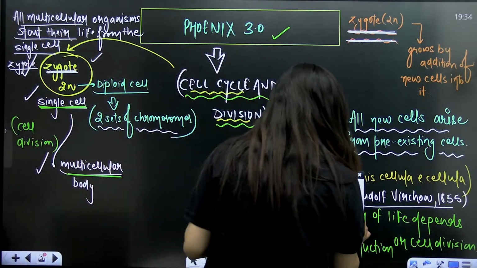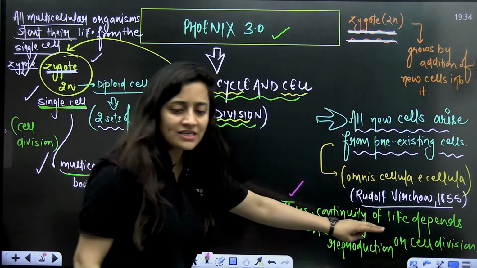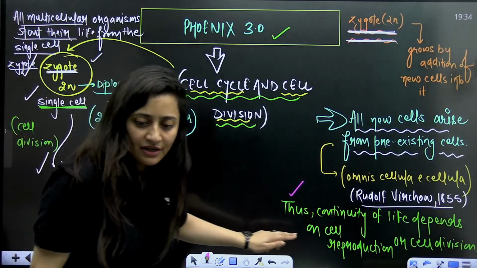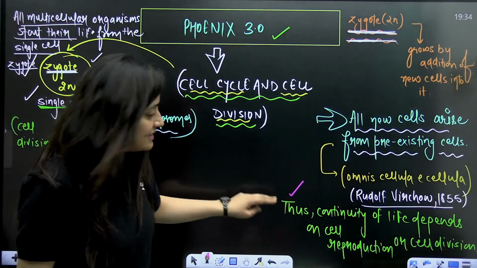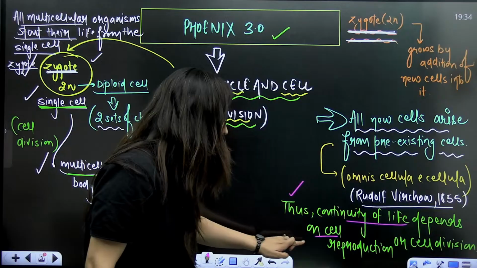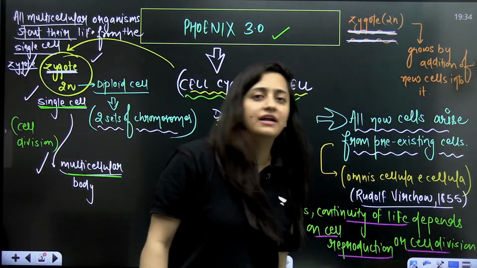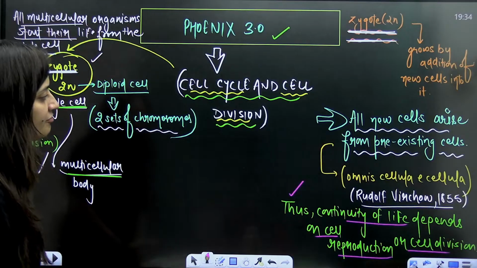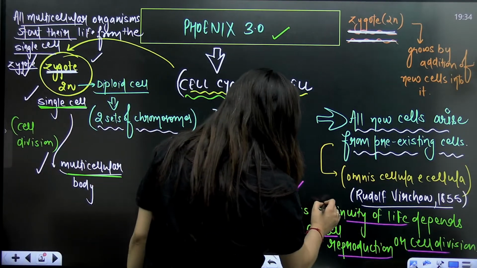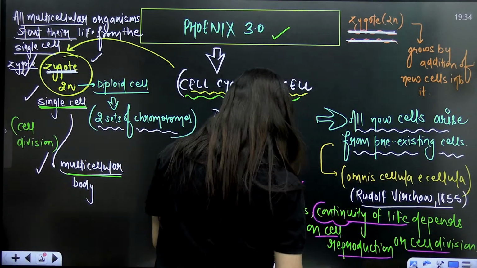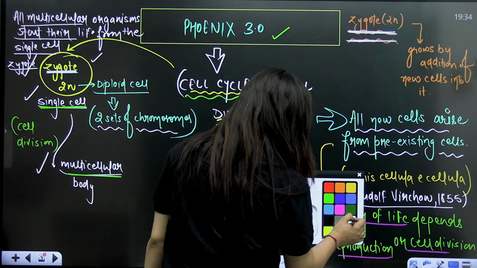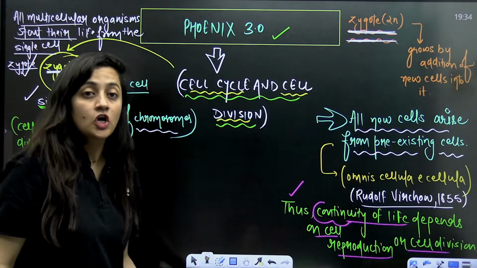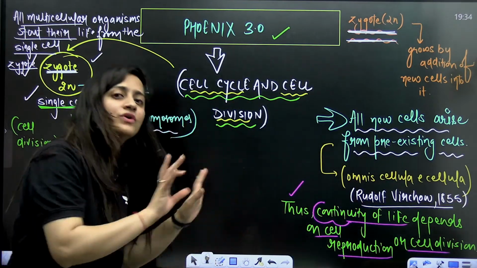Don't get confused by this particular line: continuity of life depends on cell reproduction or cell division. Are you getting my point? Reproduction at cellular level is known as cell division.